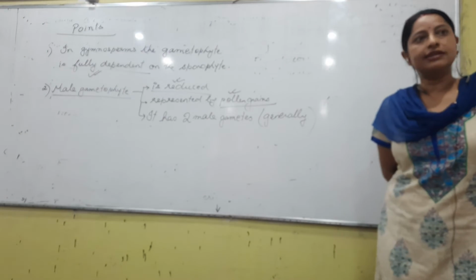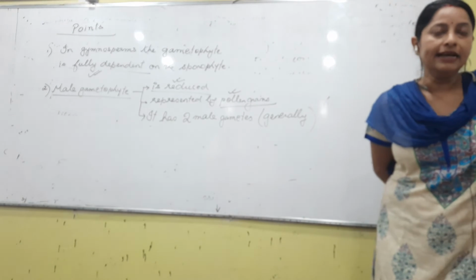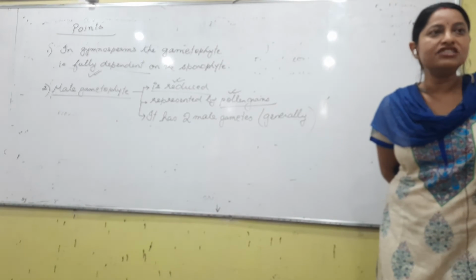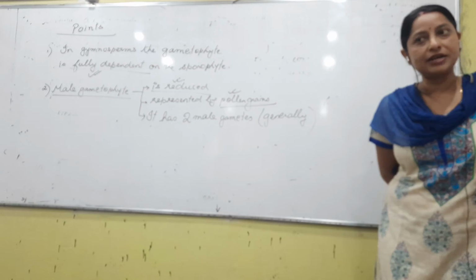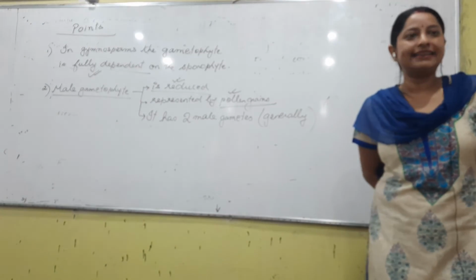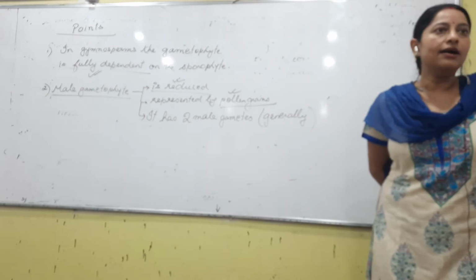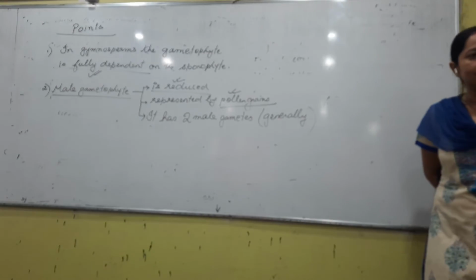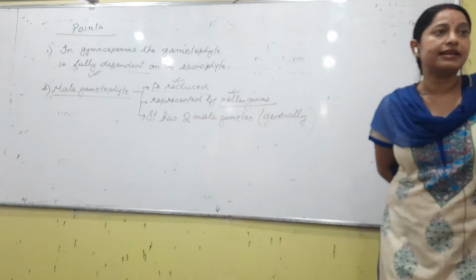Gametophyte reduced, now you have understood the meaning. So the gametophyte reduced condition we see in gymnosperms and angiosperms, right, because it is represented by the egg and ultimately the ovule or ovaries and the pollen grain. That's an example of a reduced gametophyte.